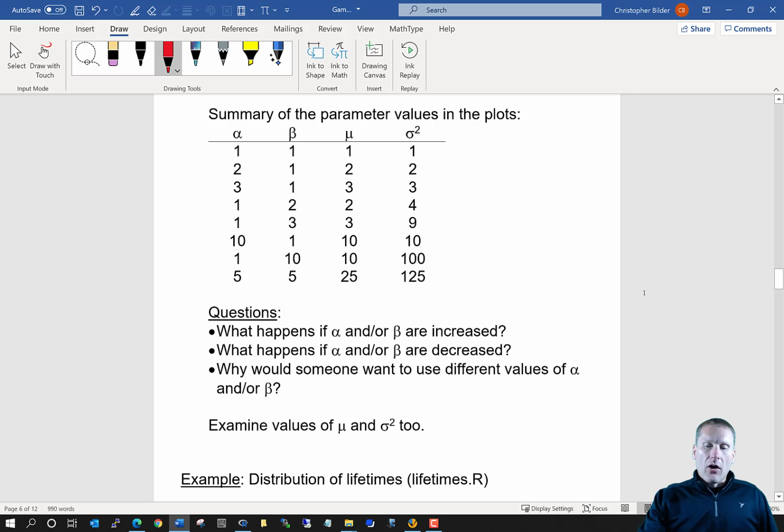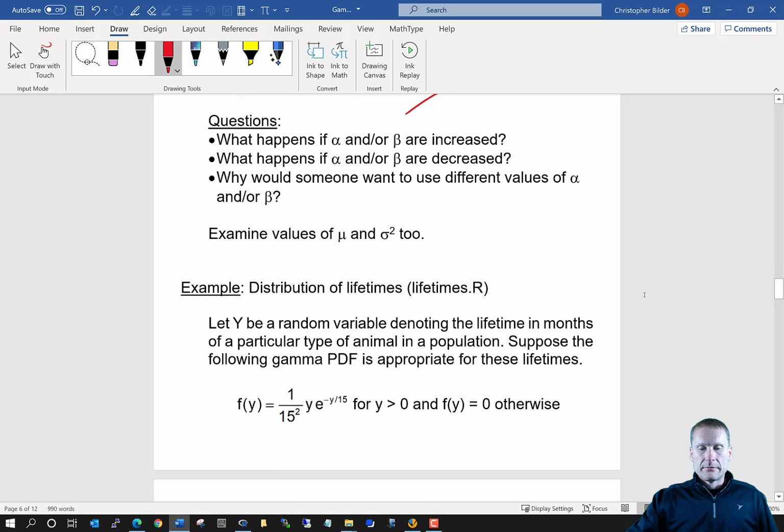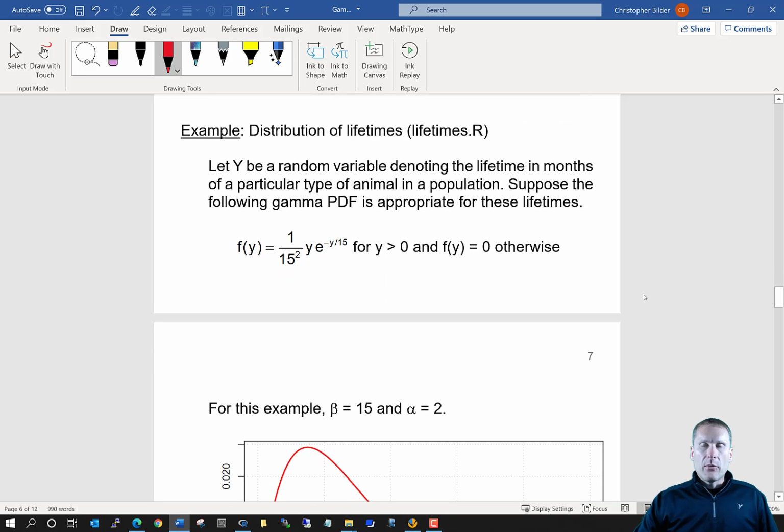When you do that, also take a look at how this all affects the mean and the variance as well. We can see that, again, as alpha and beta change, that probability distribution is going to change, and we will want to somehow come up with a good alpha and a good beta, which we will talk about later. Okay, so let's take a look at this example then.